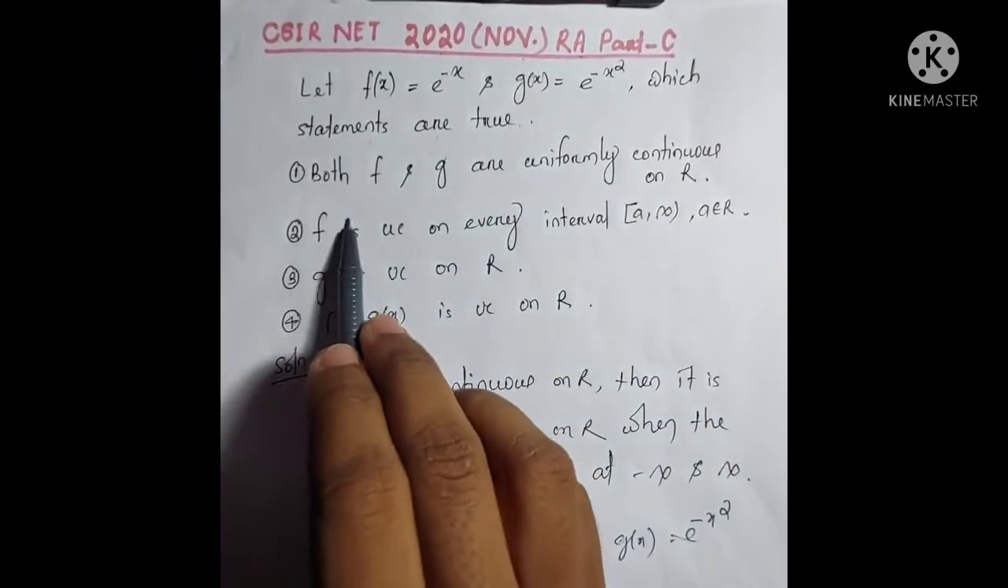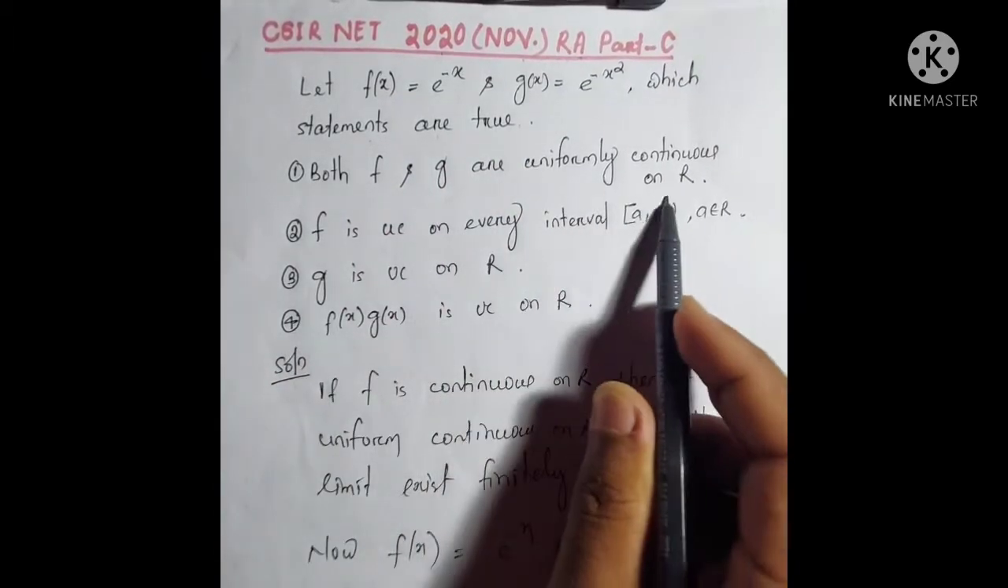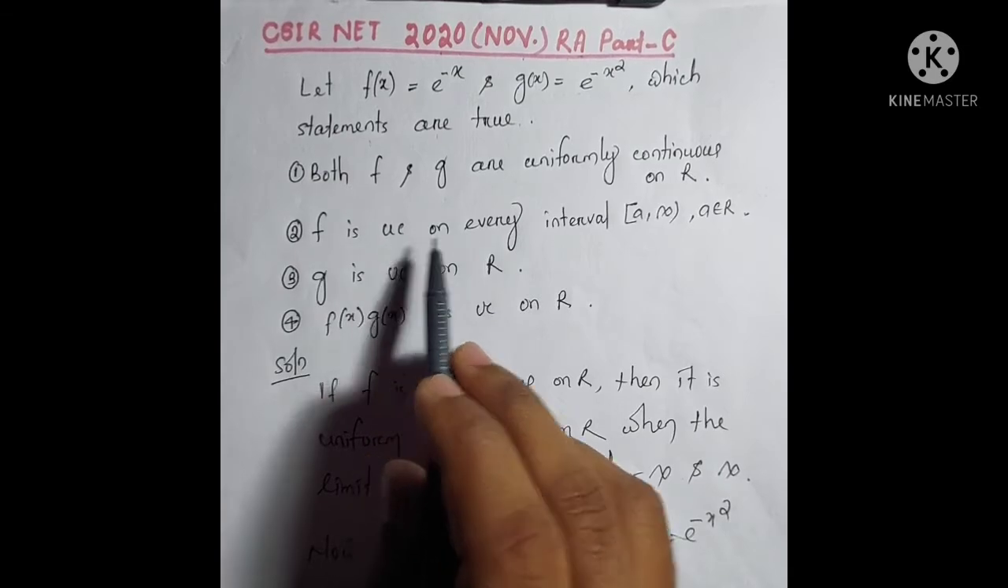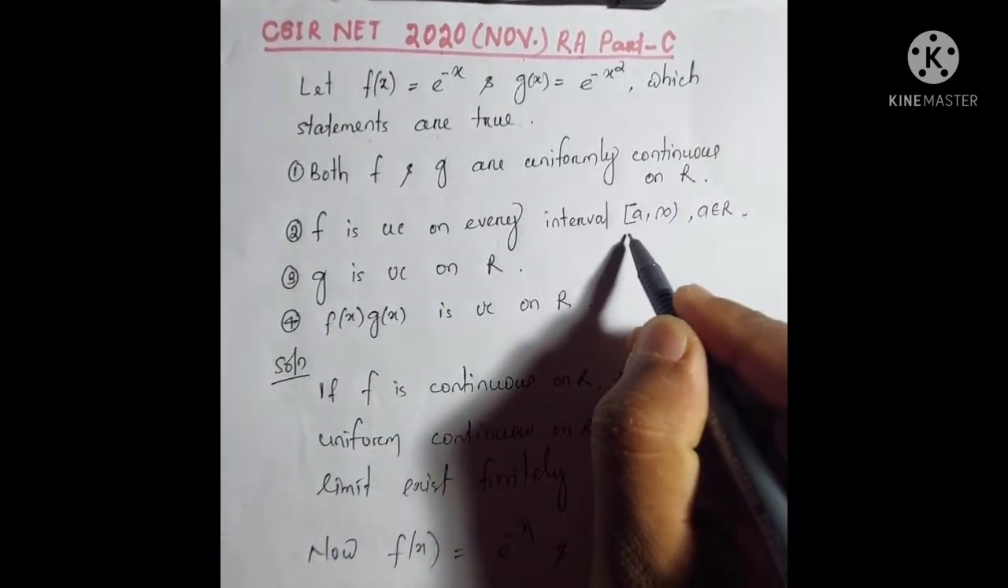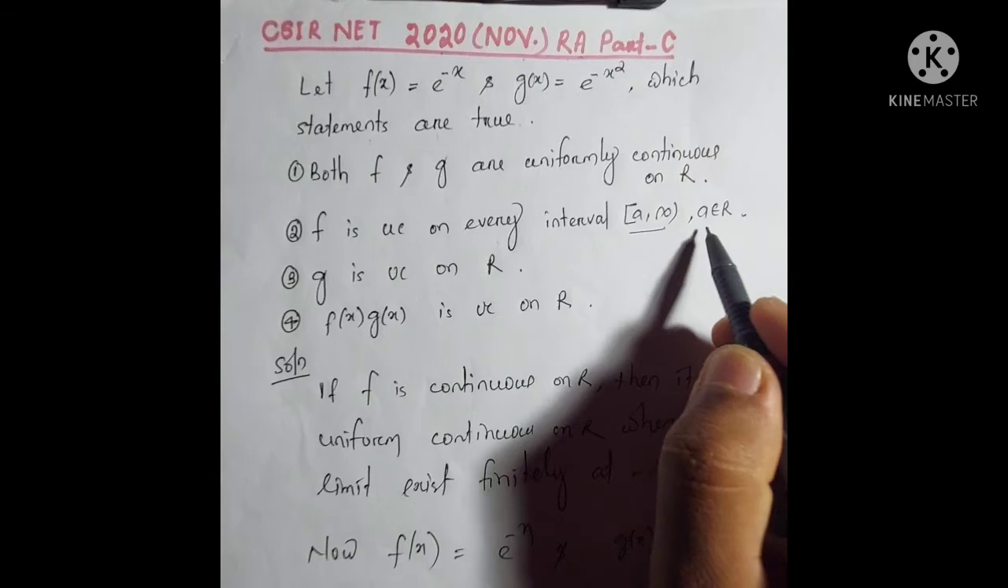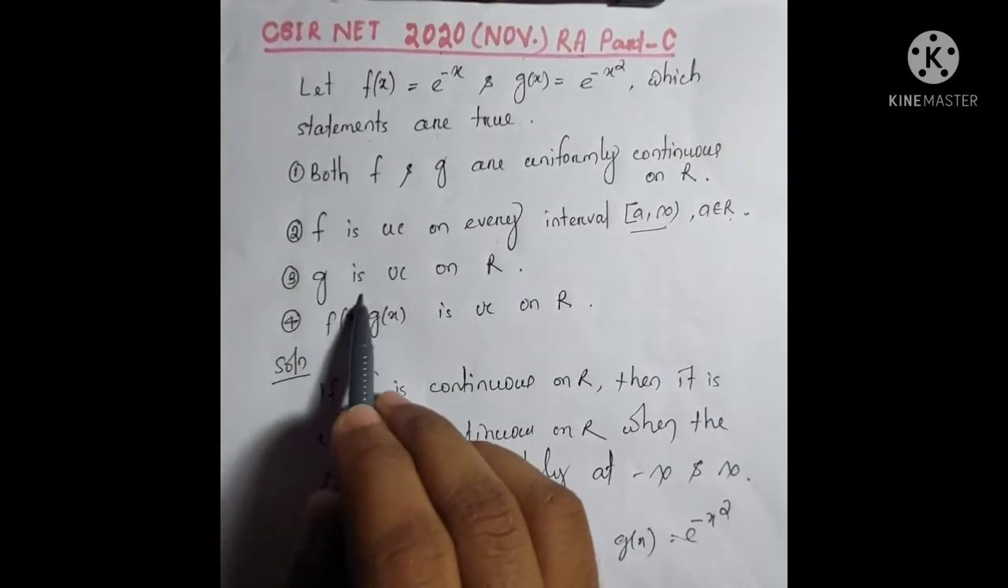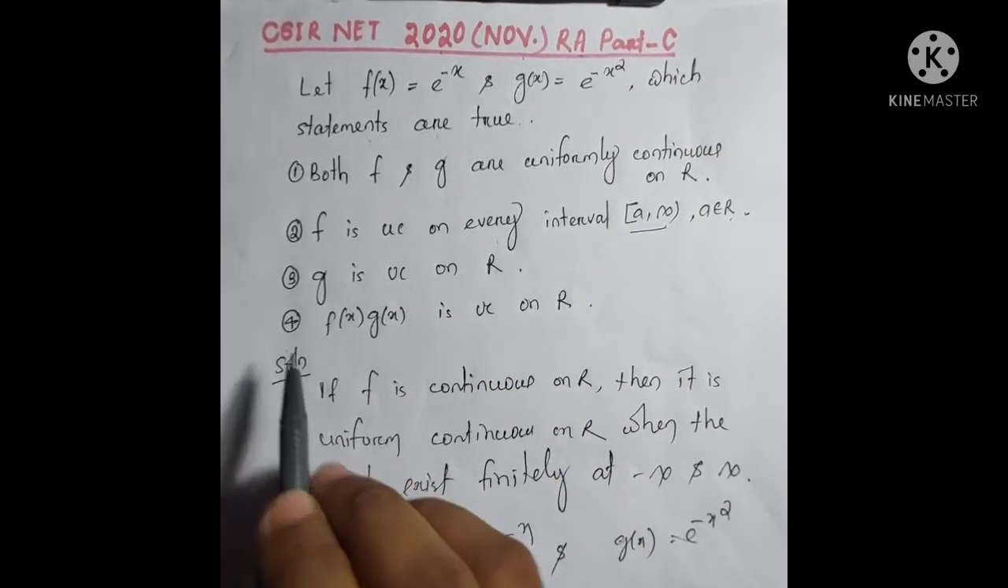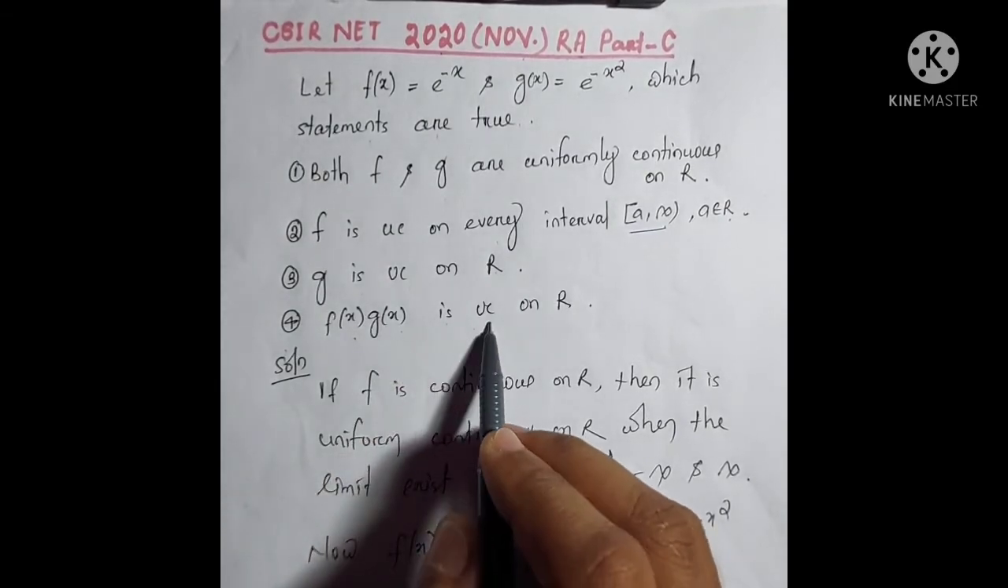Option 1: both f and g are uniformly continuous on R. Option 2: f is uniformly continuous on every closed interval [a, ∞) for every a belongs to R. Option 3: g is uniformly continuous on R. And option 4: f(x) times g(x) is uniformly continuous on R.